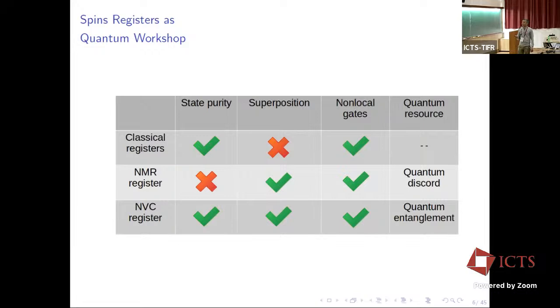NMR registers, on the other hand, don't have good state purity, but they have quantum superposition as well as non-local gates. And so they possess a quantum resource called quantum discord. And NV centers, for example, can provide very good purity, and then we can create quantum superpositions and non-local gates, and so we can demonstrate quantum entanglement.